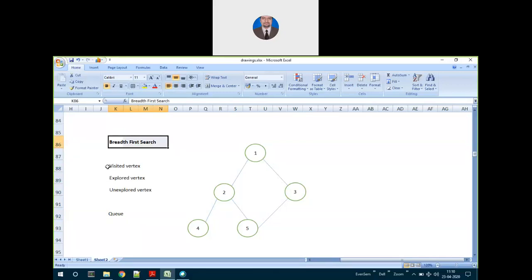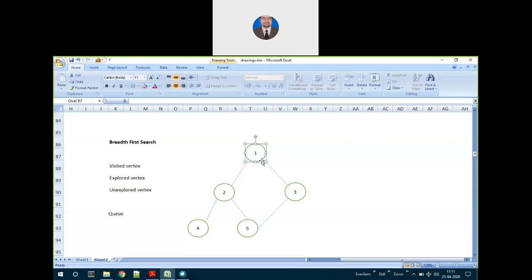The next term is visited vertex. In order to search a given graph, we will encounter particular nodes or vertices. During the search, I may encounter certain vertices, and those vertices are called visited vertices. Suppose I start from vertex 1, then this one is called a visited vertex.